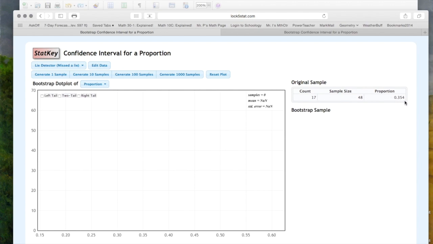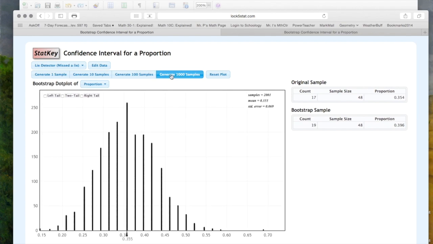So it missed 35% of the lies the machine did. And that is our original sample. And from that sample, we're going to generate a bootstrap sample. So in this particular bootstrap, out of the 48, 16 of them were missed. And we could generate thousands upon thousands of these.